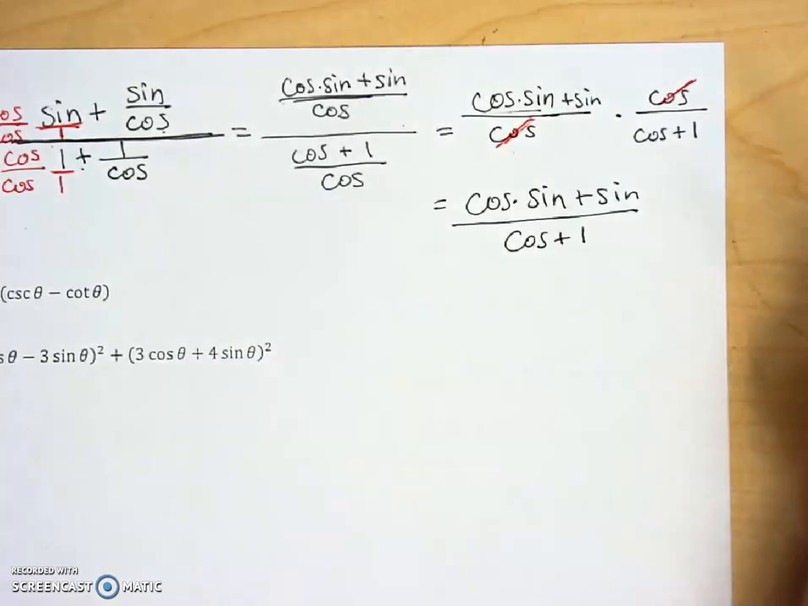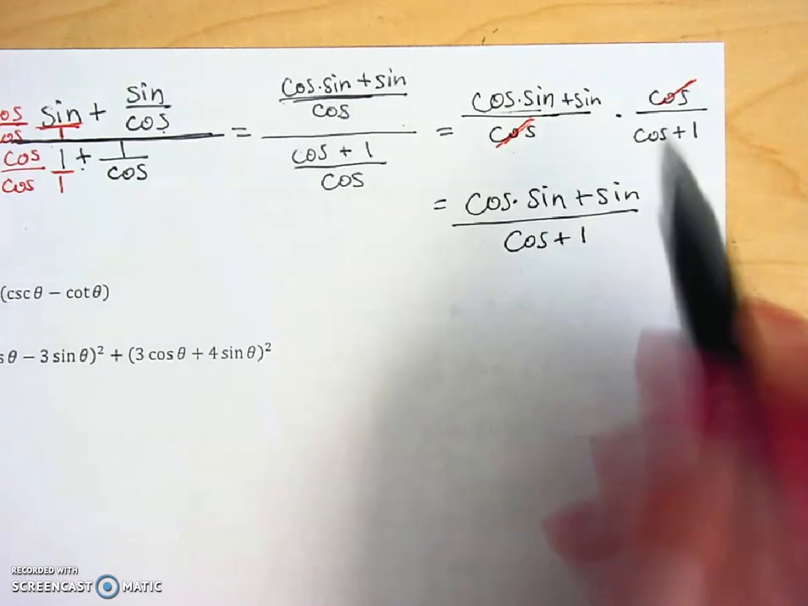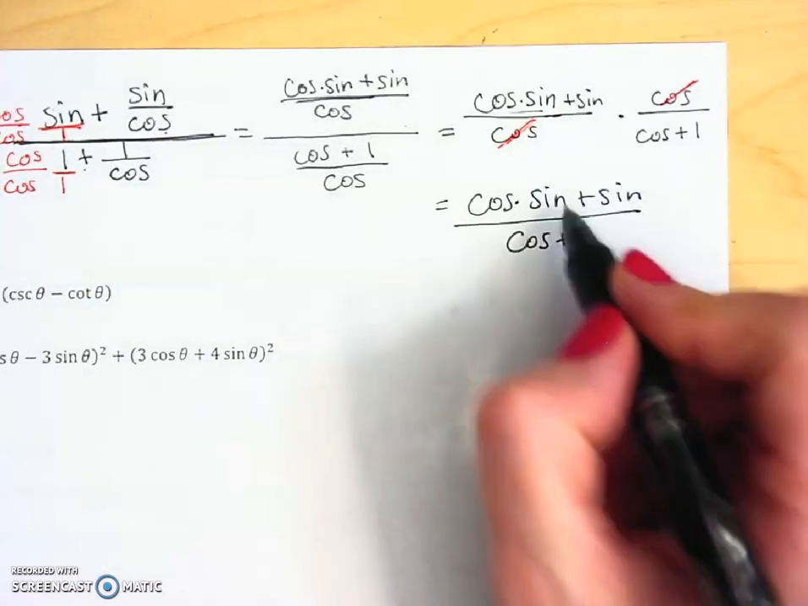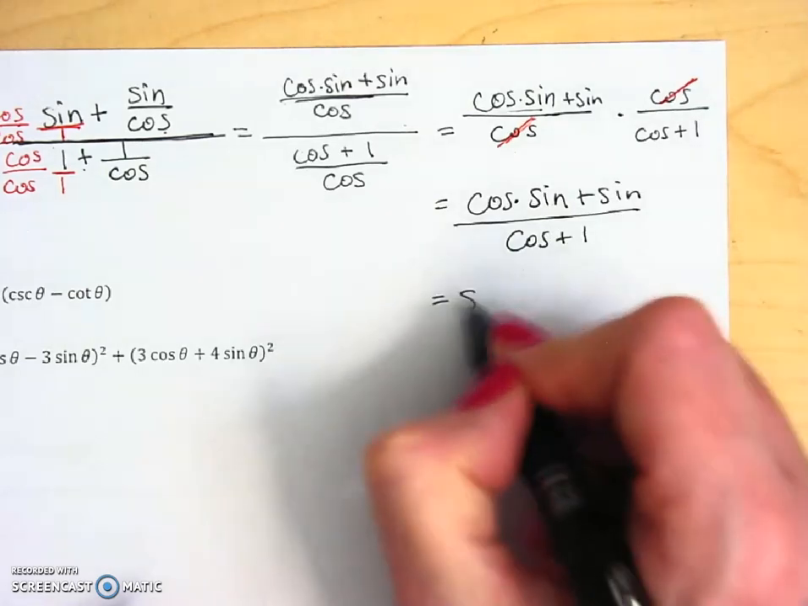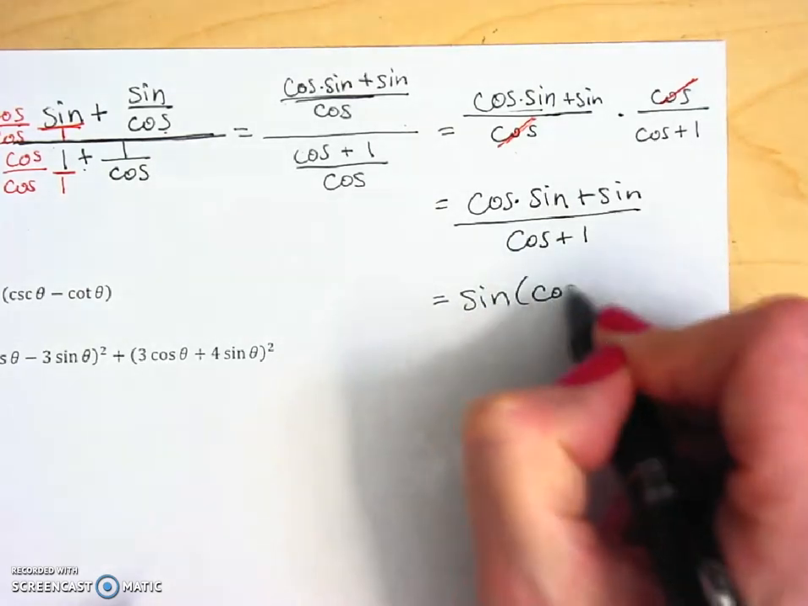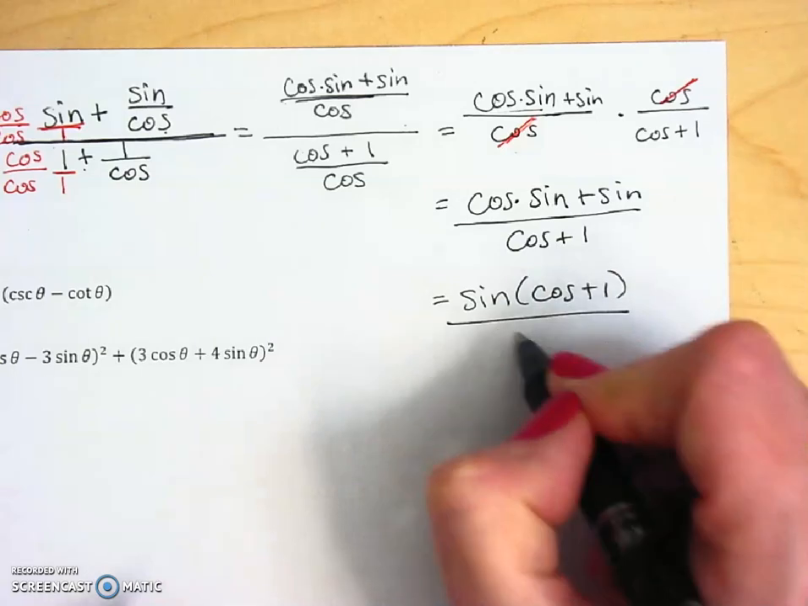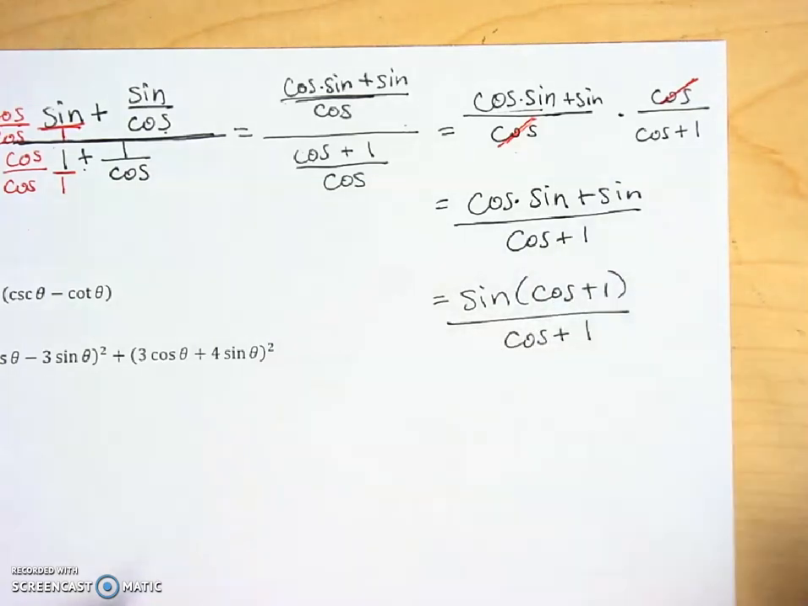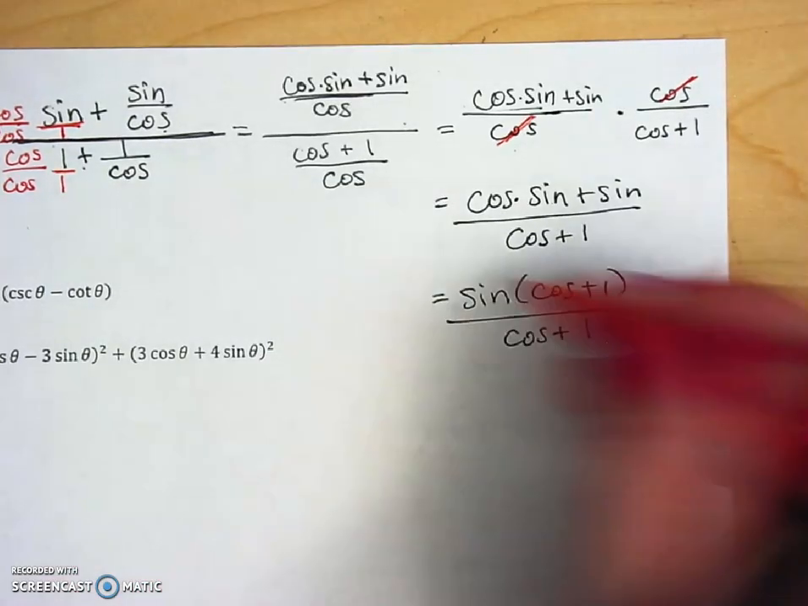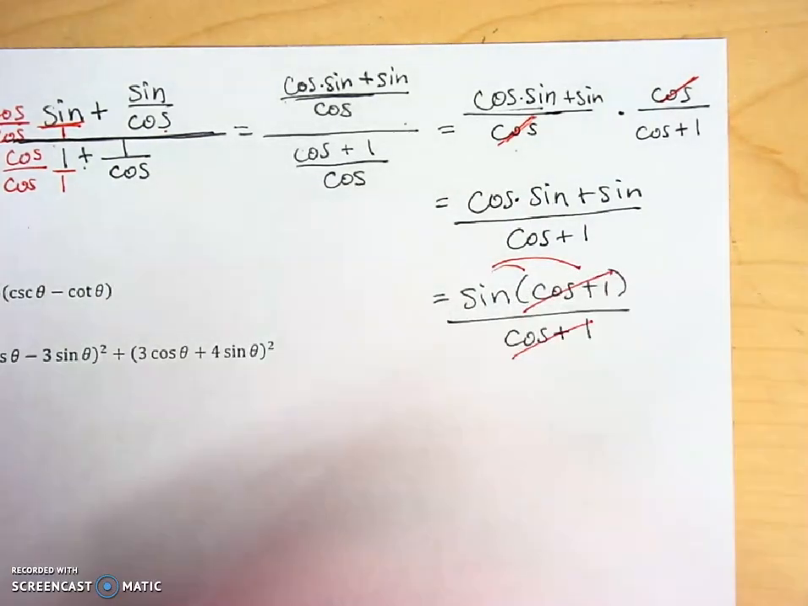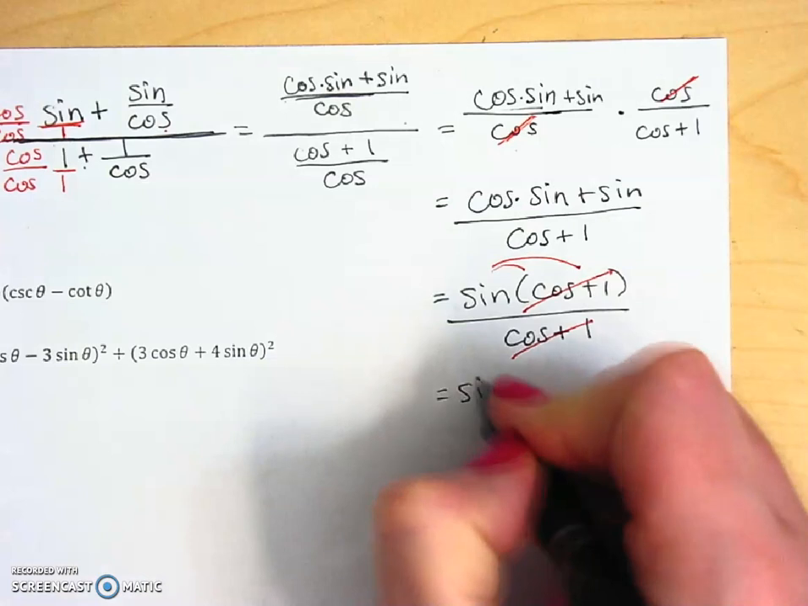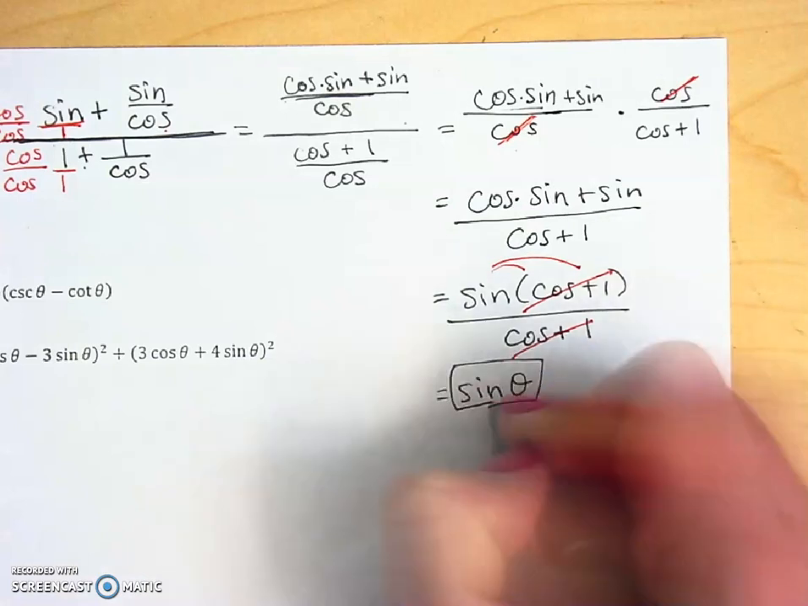Now, remember our goal is to simplify this to one number or one trig function. And right now I don't really have that, but if you notice in the numerator, there's a GCF of sine in both of these terms. So if I factor that out as a GCF, I'm left with this. And you can check by distributing that that would work. And now the cosine ones cancel, and I'm just left with sine, and I'm going to add my theta back in, and I'm done.